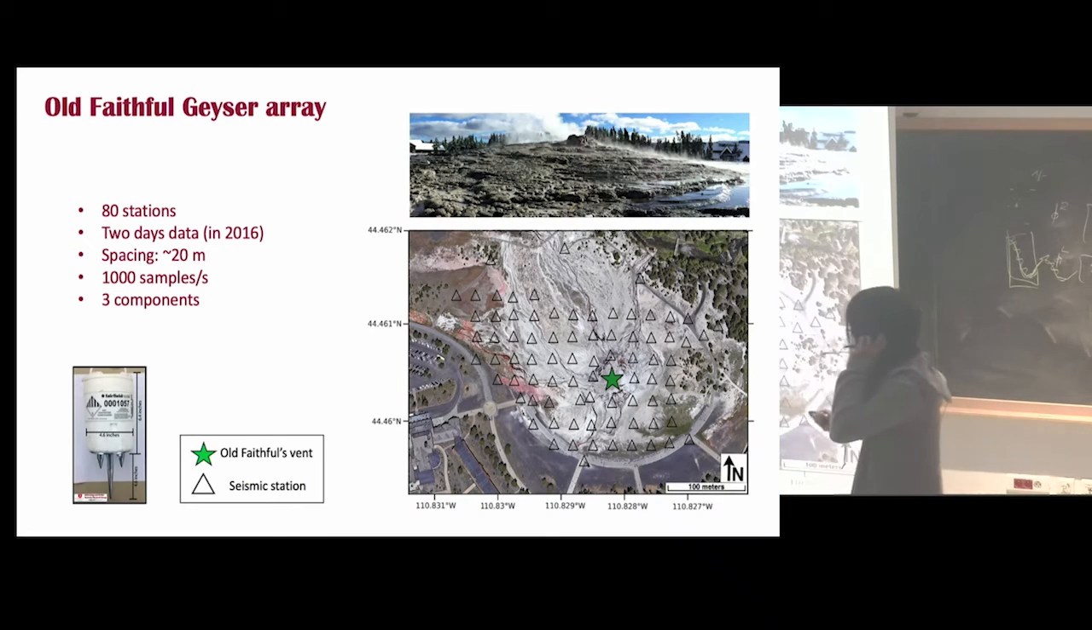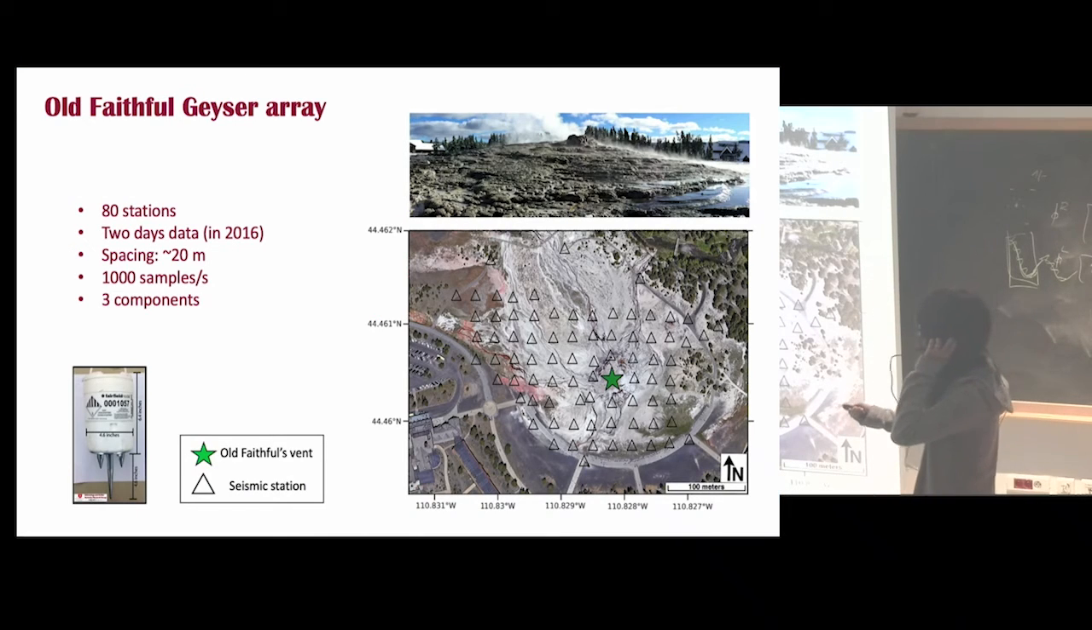And here I show you, in 2016 we went there to deploy another dense array. This is the geyser center. This is the geyser cone. We had around 80 stations, with spacing around 20 meters, using 3-component sensors.